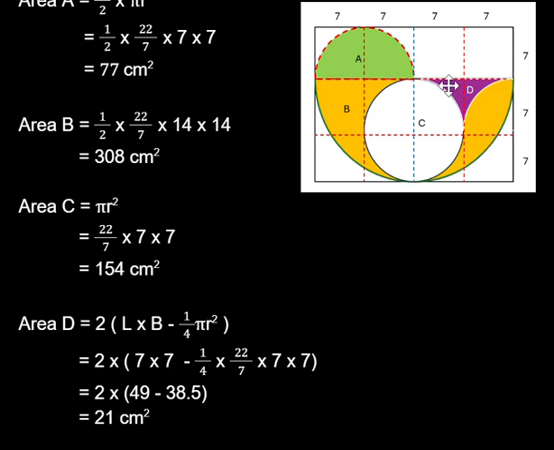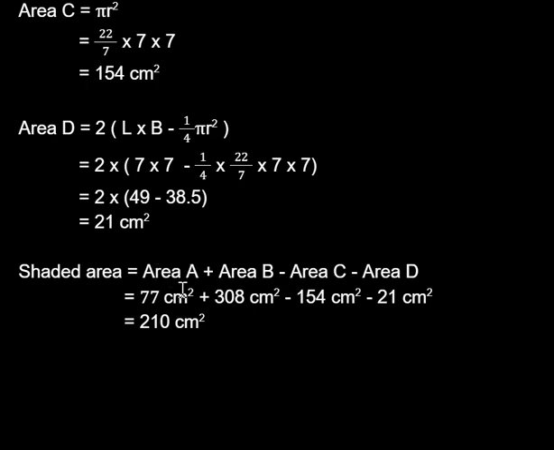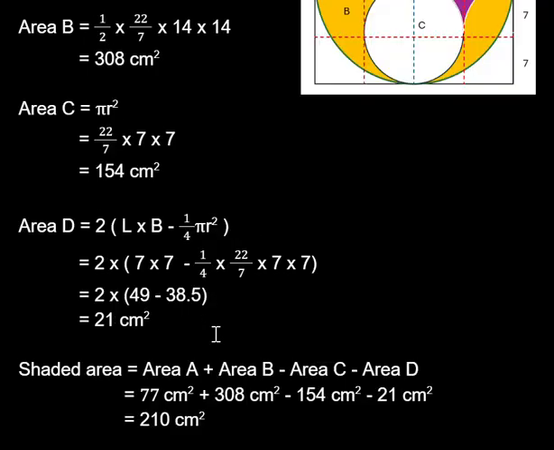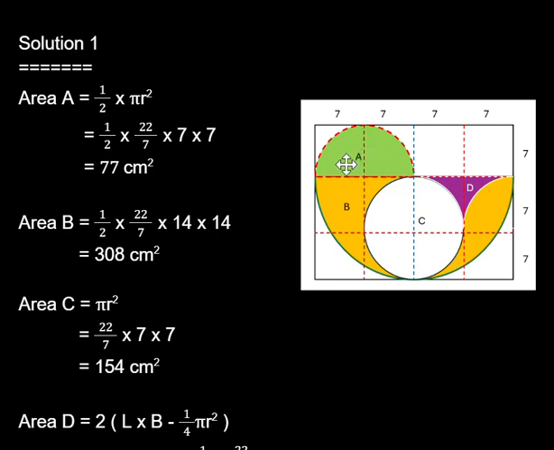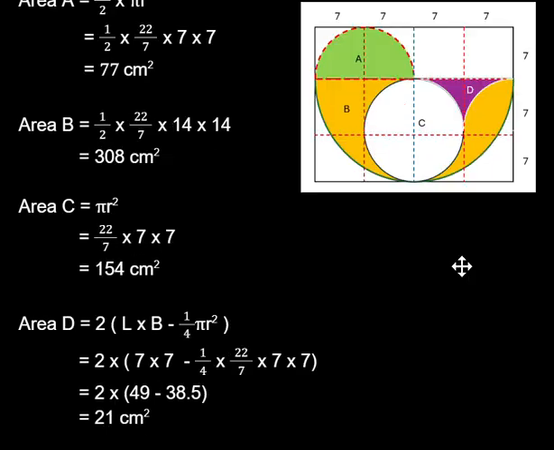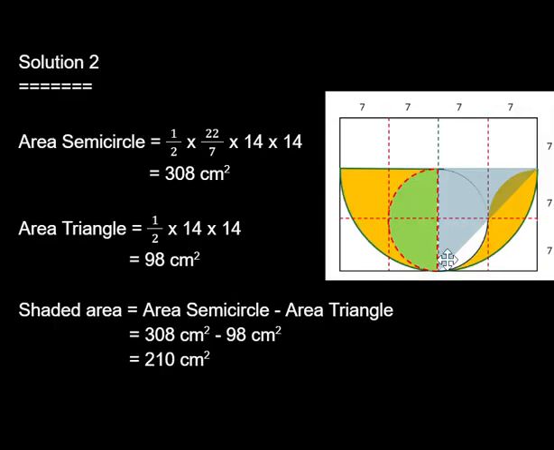Okay, so the shaded part is basically the area of A, plus the area of B, minus away C, minus away D. Okay, so I substitute all the values in and I get 210. Okay, so this is how I do it. I basically divide it into 4 parts. I solve the area for each part. So I repeat, I get area of A plus the area of B minus away the circle C minus away the D portion.